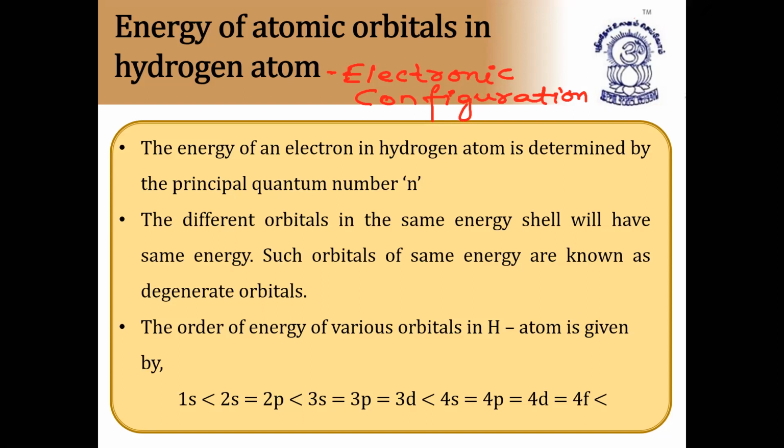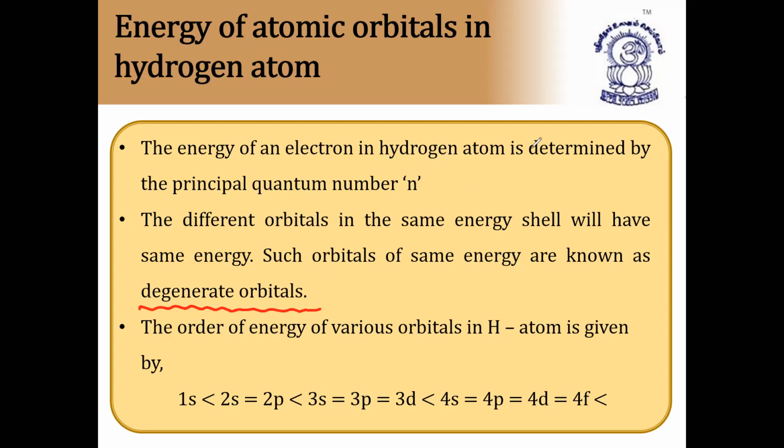So the energy of an electron in a hydrogen atom is determined by the principal quantum number n. The different orbitals in the same energy shell will have the same energy. Such orbitals of the same energy are known as degenerate orbitals. Underline these degenerate orbitals. If two orbitals have the same energy, they are said to be degenerate orbitals. Degenerate orbitals means orbitals having the same energy.